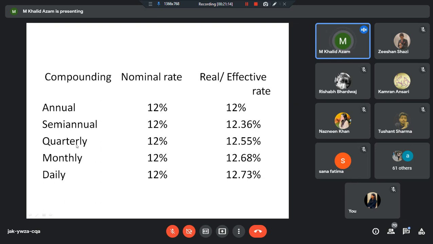You are going to do it quarterly. Okay. So it is going to increase because you are compounding 4 times. So 12.55. We are considering that. You are going to compound it on a monthly basis. Then what will happen? 12 times you are going to do. Naturally it is going to increase. So 12.68%. If you are going to do it on a daily basis, then that is also going to increase further to 12.73%.